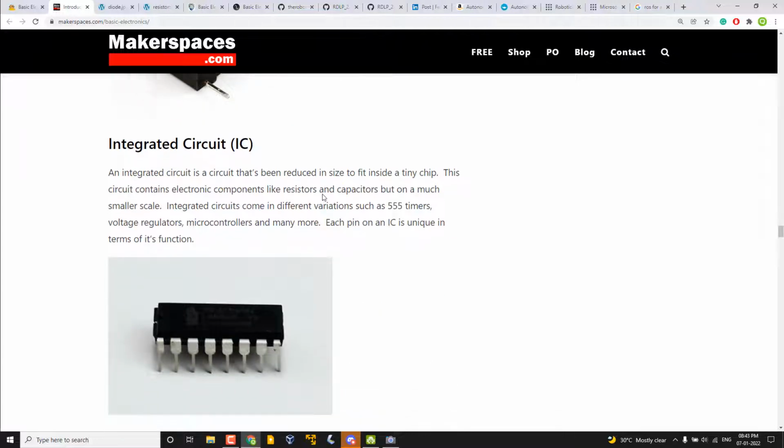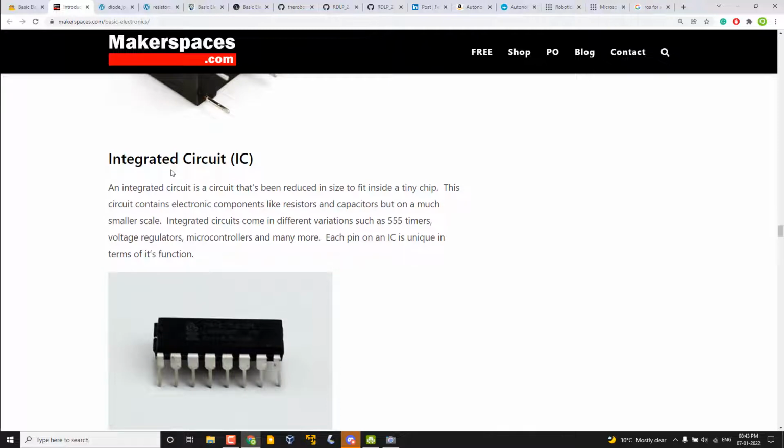Then the important stuff, the integrated circuits. This is what we are going to focus on. IC, integrated circuits. An IC is nothing but an integration of a lot of electronic components. We have seen resistors, capacitors, diodes, LEDs, a lot of things, and it's not limited to all this. All these things can mostly be prototyped or created inside an integrated circuit.